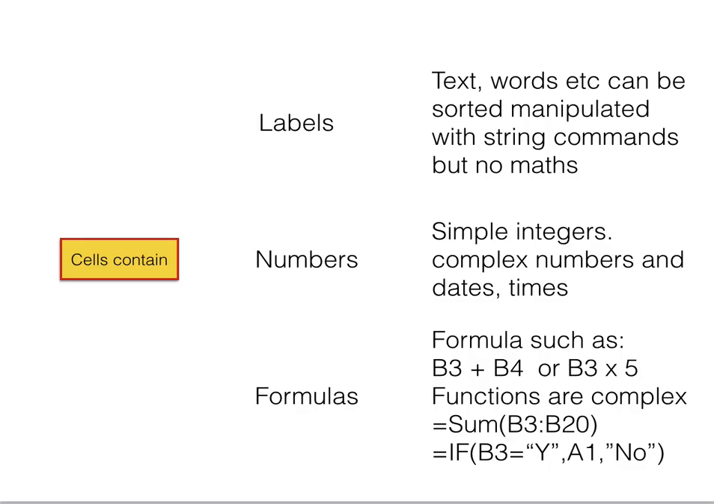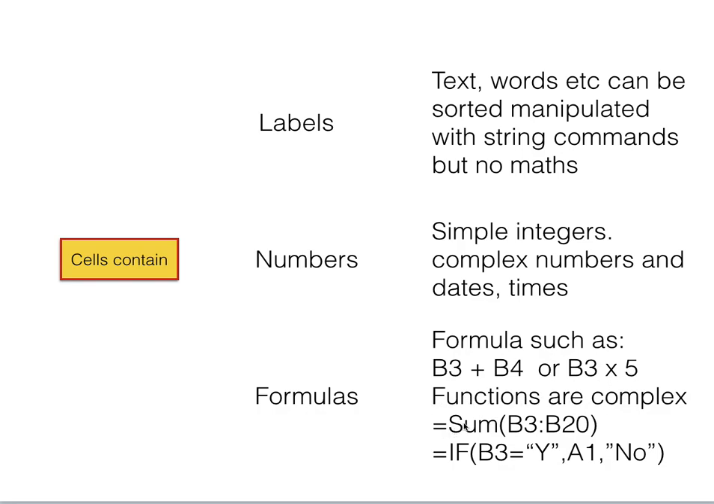If we want to have a look at what we enter, a cell containing either labels, which can be text, words, etc., can be manipulated, but you can't do maths with them. They can contain numbers. These can be simple or complex numbers, such as times and dates, or any sort of number. And formulas, simple ones, such as B3 plus B2, means the contents of B3 plus the contents of B2, or B3 times 5.